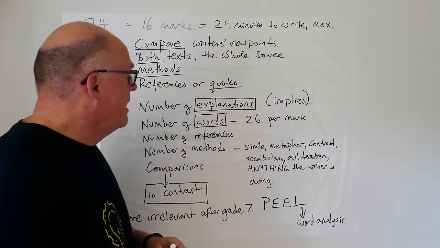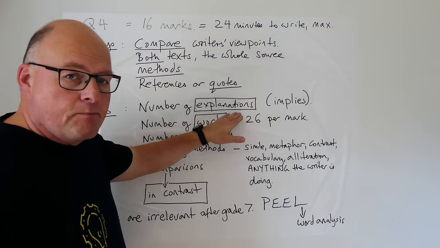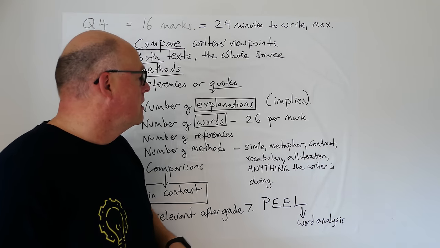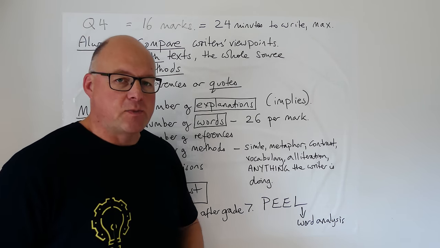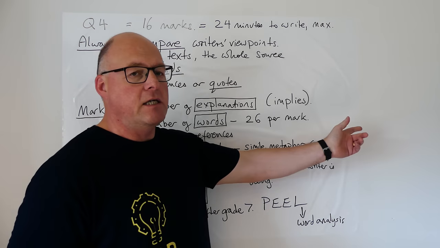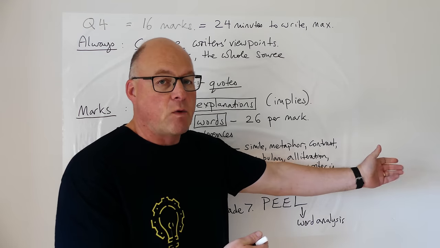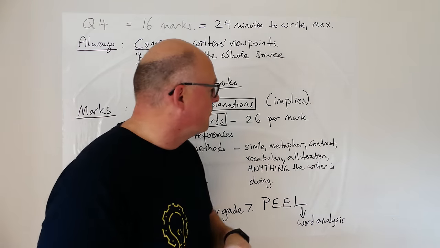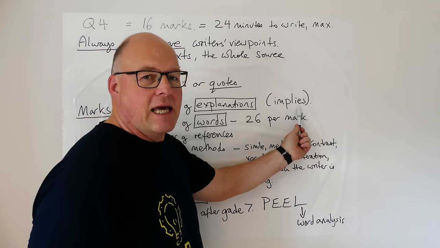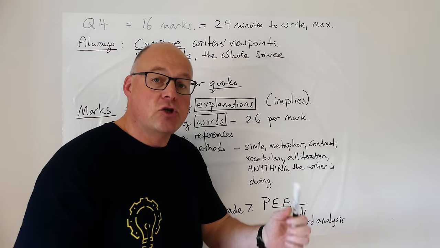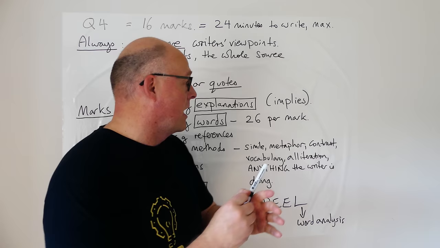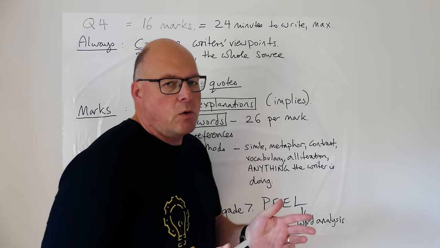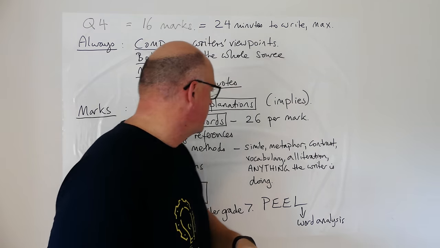First up, the most important thing by far is the number of explanations you write. Now, the easiest way to write an explanation is to say this implies, and then tell us what it implies. Or this suggests, this shows, I'm just going to use implies all the way through. Any way that you can say it implies something is an explanation, is a mark, as long as it's linked to a quote or a reference, okay? All right, that's quite interesting. Okay, I just have to write loads of explanations.